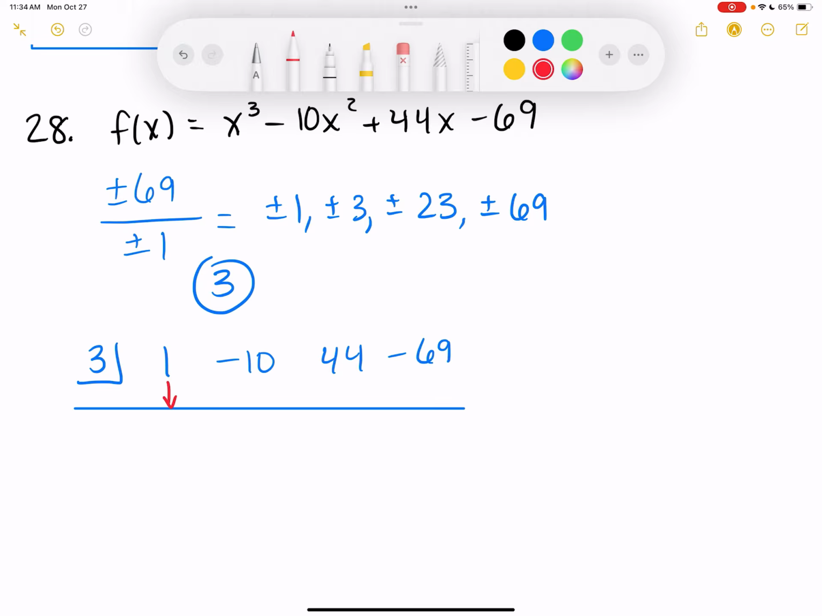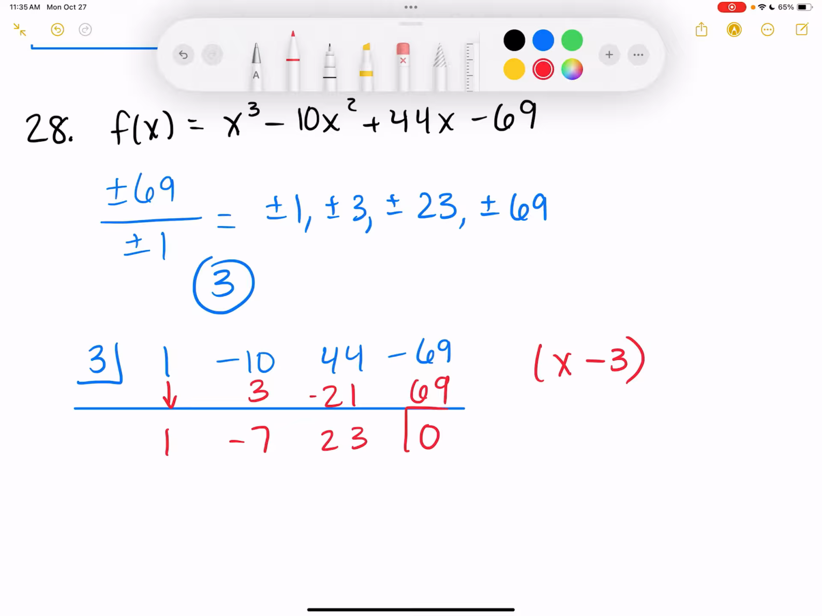Bring down the 1, times 3 is 3, minus 10 is -7, times 3 is -21, plus 44 is 23, times 3 is 69, minus 69 is 0. So one of the factors then is x minus 3. Okay, because we changed the sign when we put it into a factor.